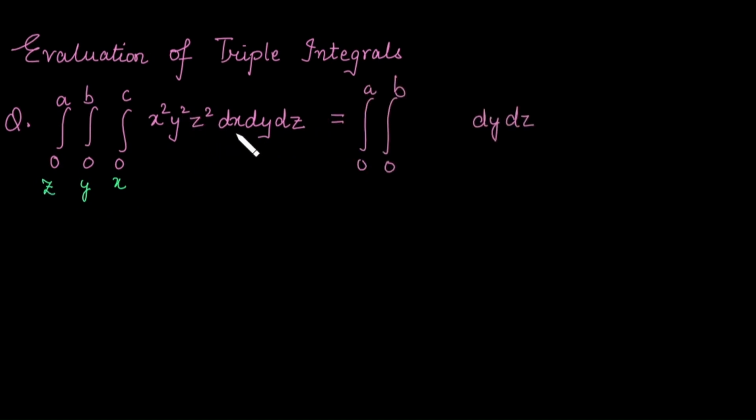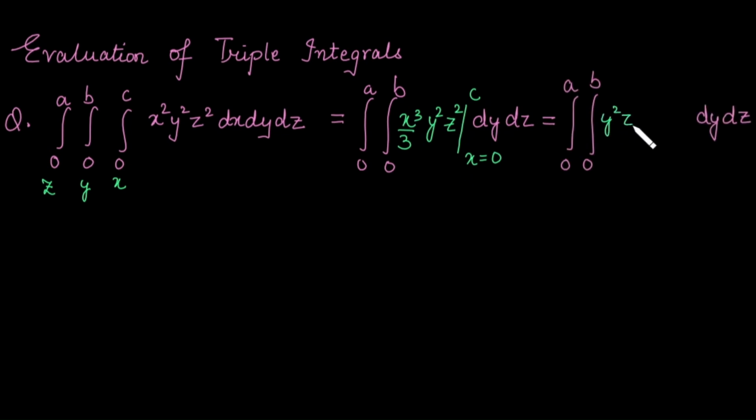Now integrate with respect to x, that is x cube by 3, y square as it is, z square as it is, and the limit of x is 0 to c, and the rest of the integral as it is. In the next step, substitute the limits of x, y square, z square as it is. The limit of x is c cube by 3 minus 0 by 3, that is 0. So simply we are getting in this case c cube by 3.